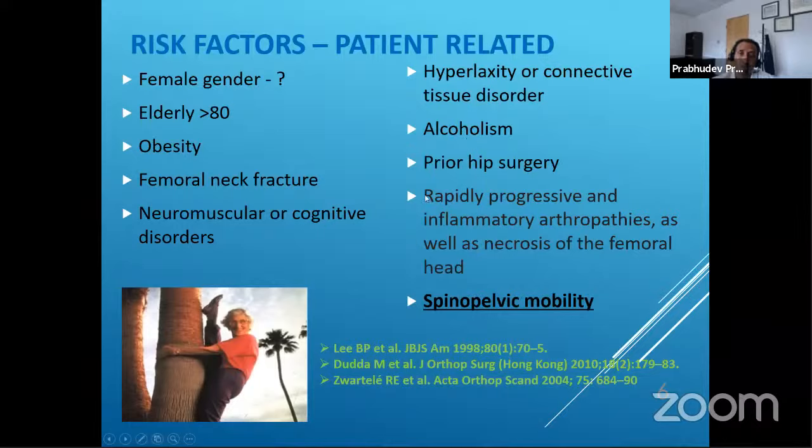Rapidly progressive and inflammatory type of arthropathies, and also rapidly progressive avascular necrosis of the femoral head, also been reported by many authors as an important risk factor. And recently, there has been a lot of research regarding spinopelvic mobility and its relationship with the hip and the risk of dislocation when patients have stiff spine and decreased spinopelvic mobility. So we'll talk about that in a while.